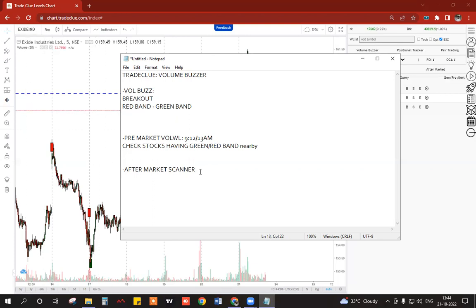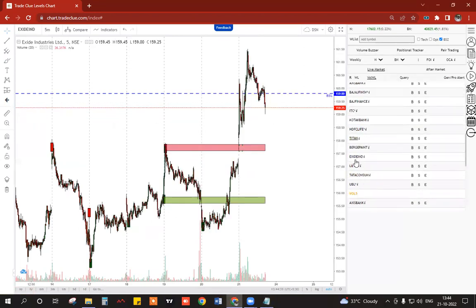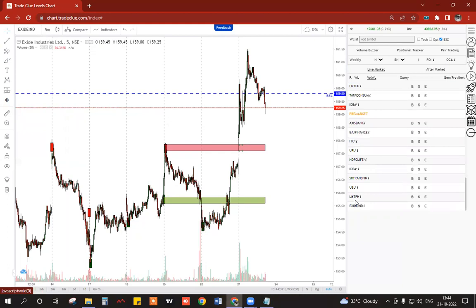And the aftermarket scanner will also give us those stocks which were in the prior volume buzzer list. So even if the stock doesn't work on the current day, it might work the next day or in the following 1 week or so. So you can keep a stock on this scanner as well. This gets updated on an EOD basis, and at 9:12 or 9:13 a.m. before the market starts. So you have around 2 or 3 minutes to scan through this list and see which stocks have good bands.